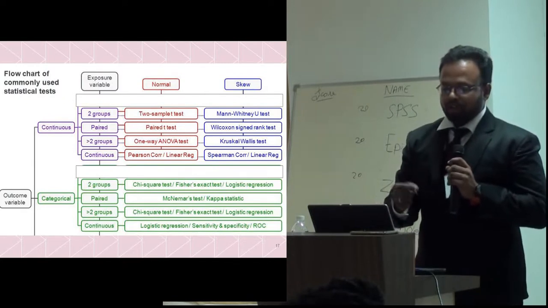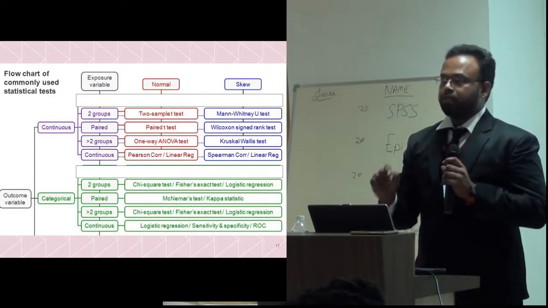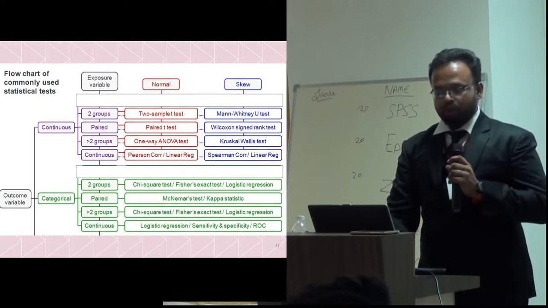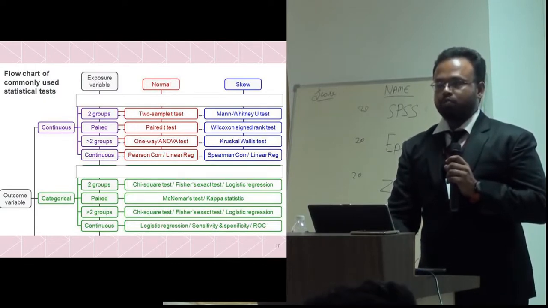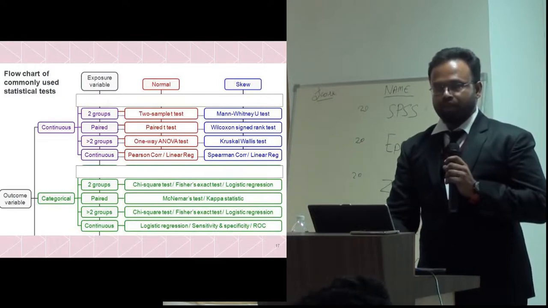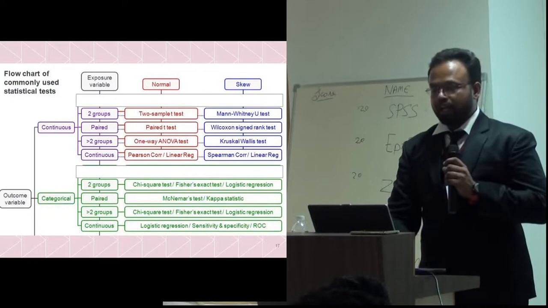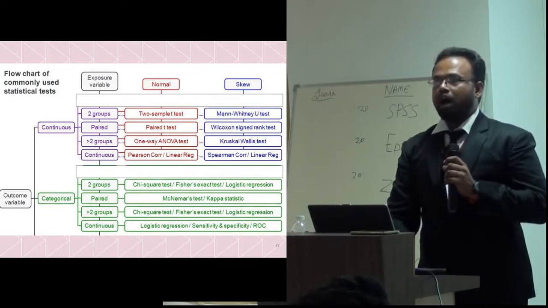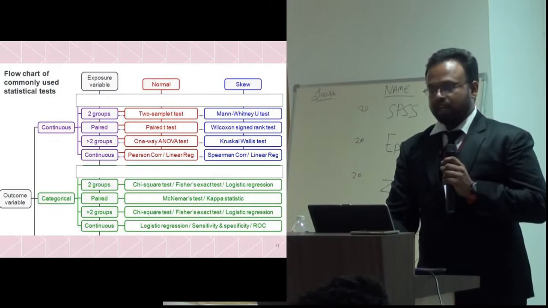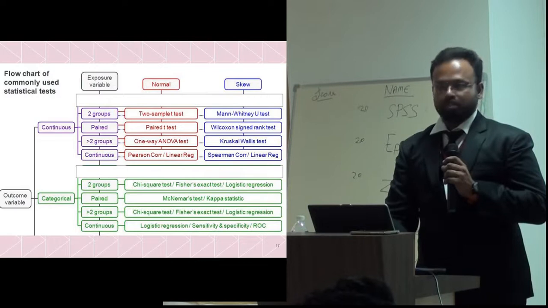When the outcome variable is continuous, for example BP, suppose blood pressure is my outcome variable, I am going to compare it with the exposure variable or the predictor variable for two groups, male and female. Is there a difference between male and female blood pressure? If the data is normally distributed, then I need to use two-sample t-test or independent t-test. And if the data is not normally distributed or skewed, then you need to use Mann-Whitney U test.